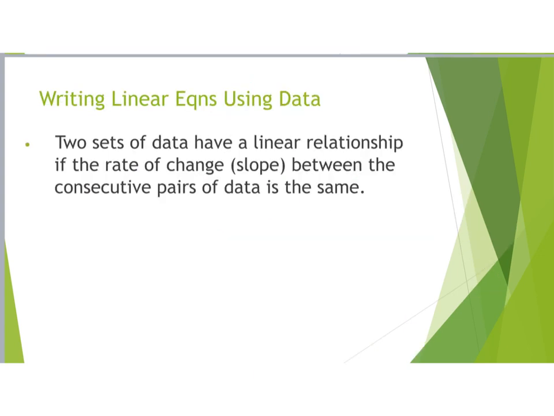Now the last thing we're going to look at is writing linear equations using data. Two sets of data have a linear relationship if the rate of change, and remember the rate of change is really a slope, between two consecutive pairs of data is the same. So let's go ahead and look at example 3 and see what we're talking about.